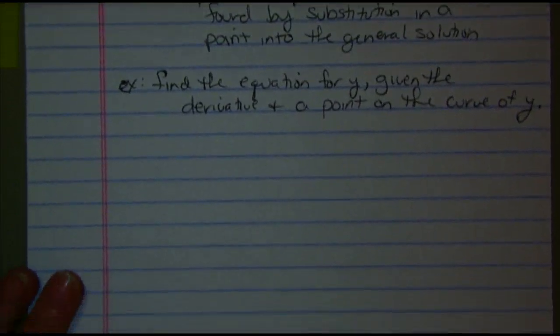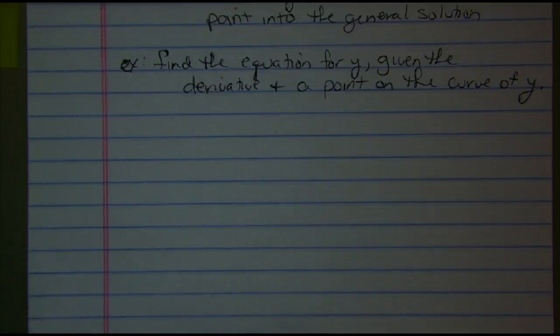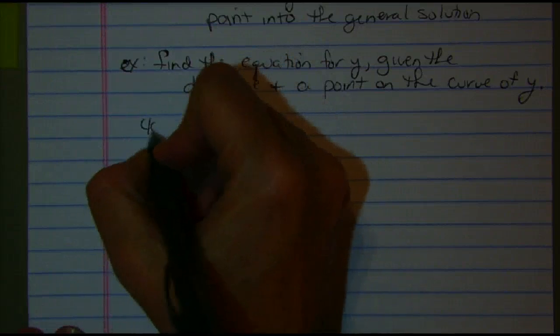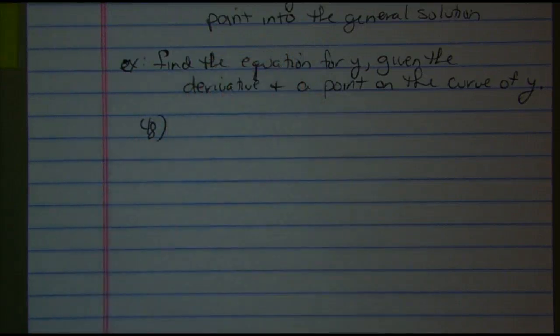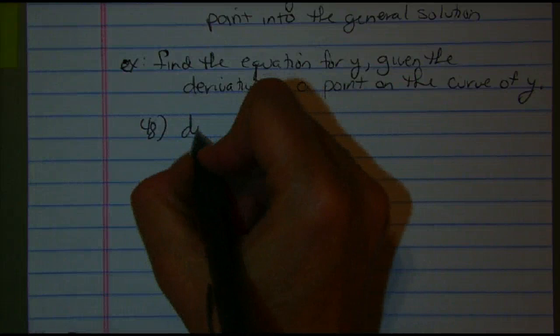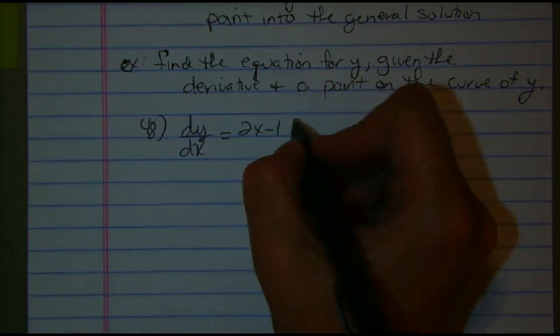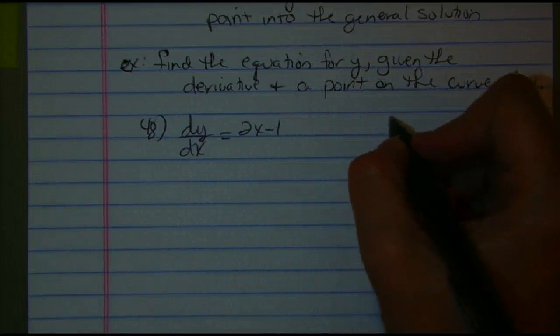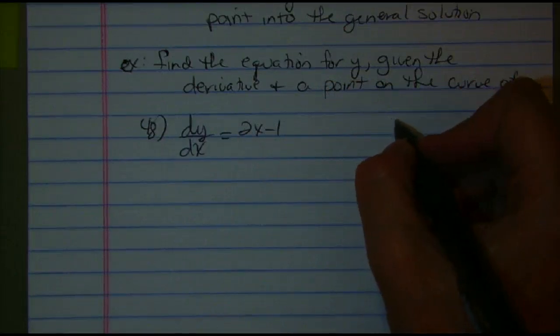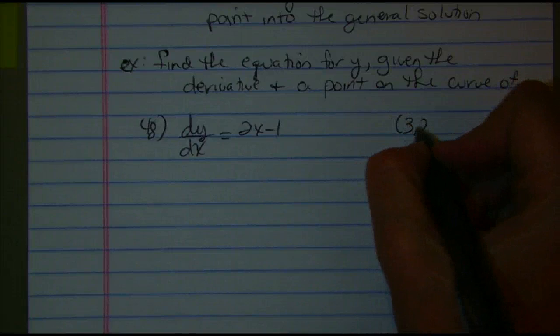So let's just do some examples again this evening. The directions: find the equation for y, given the derivative, and you're given a point on the curve of y. I will do number 48. It gives you dy/dx equals 2x minus 1. And when you look at number 48, you will see that it gives you a specific point (3, 2).